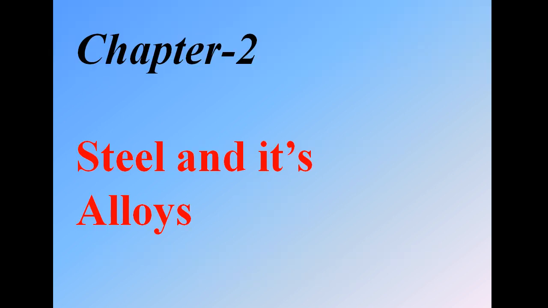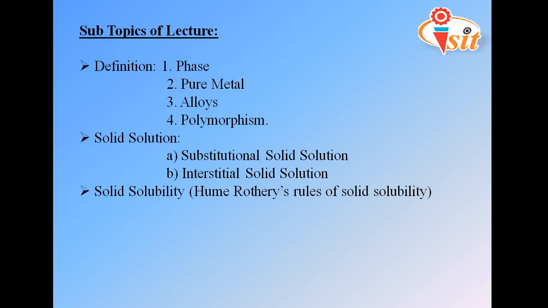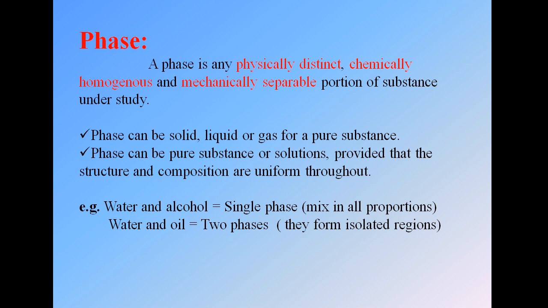Next, in this lecture we will start chapter number 2, that is steel and its alloys. In this we are going to see the subtopics like definition of phase, second pure metal, third alloys, and fourth polymorphism. Then we are going to see the solid solutions. In that we have two types: substitutional solid solution and interstitial solid solution. And the third point is solid solubility, or Hume-Rothery's rules of solid solubility. Next we will start with the phase.